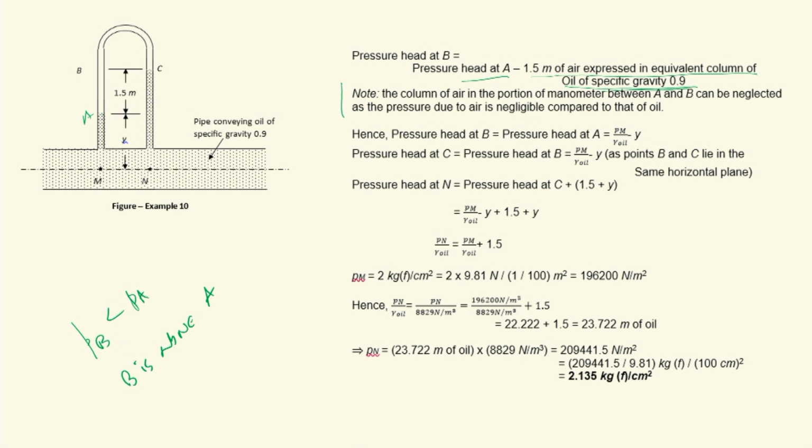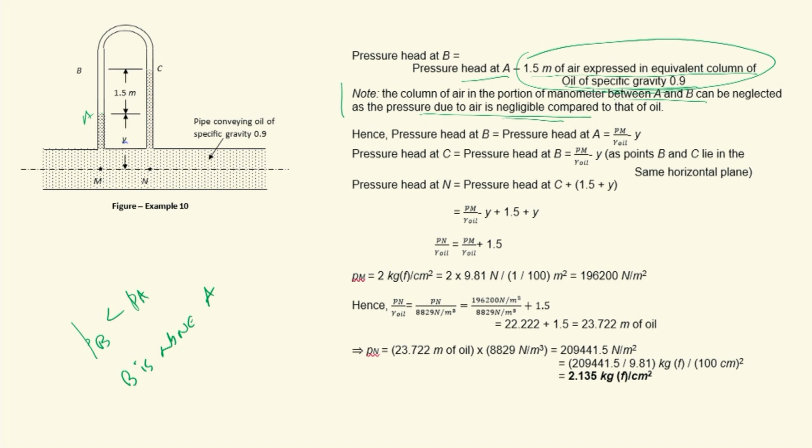Now again, the column of air can be neglected because air has a negligible specific weight, and therefore the pressure due to the air column between A and B is negligible. So this can be ignored. So pressure head at B becomes pressure head at A, which is nothing but Pm by gamma oil minus Y.